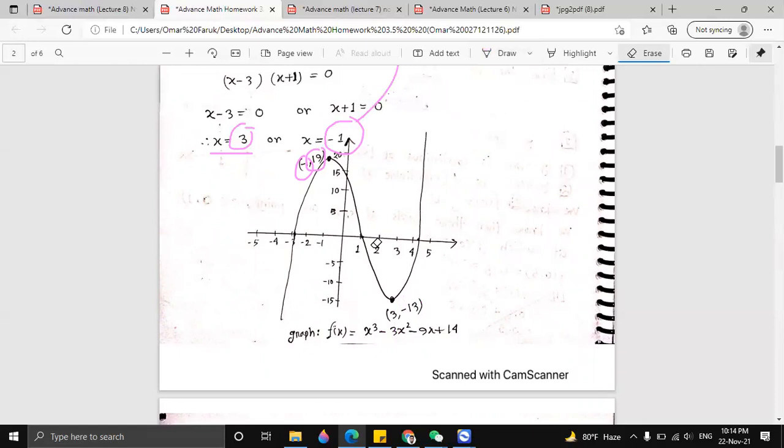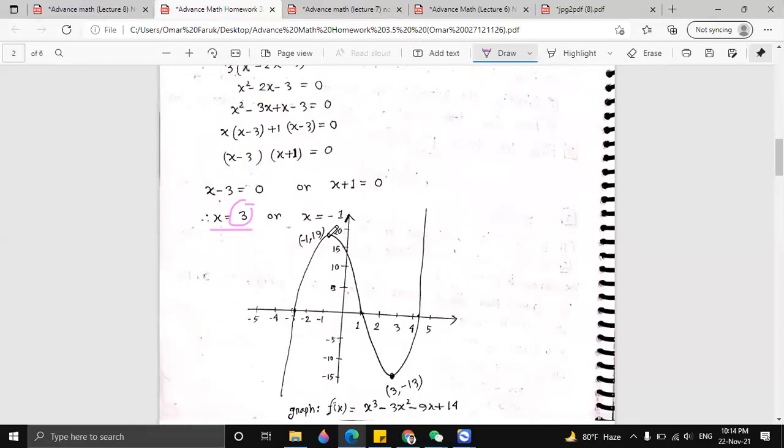Is it now compulsory to write the graph, brother? No, it's not compulsory. I just drew it here to make the whole thing more clear. Okay. Got it.